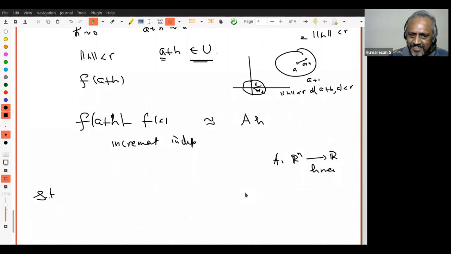Sir, f of A plus H minus f of A minus AH is less than epsilon. No, that's correct, you are writing epsilon delta. You are a much more advanced student for me. Good. Sir, it's qualitative, but what I want is that it should go to zero faster than H. Very good. See, it's tending to zero.